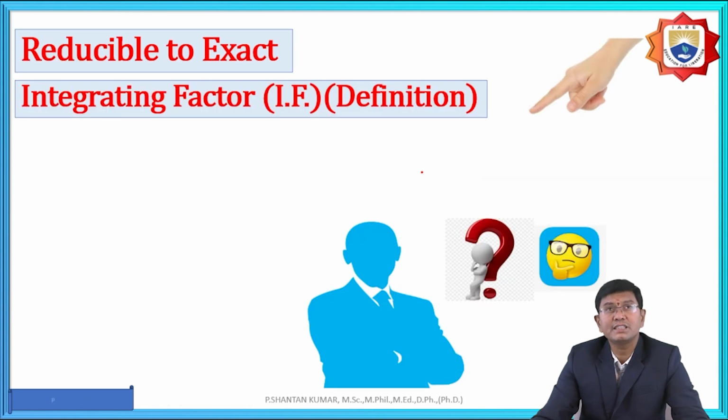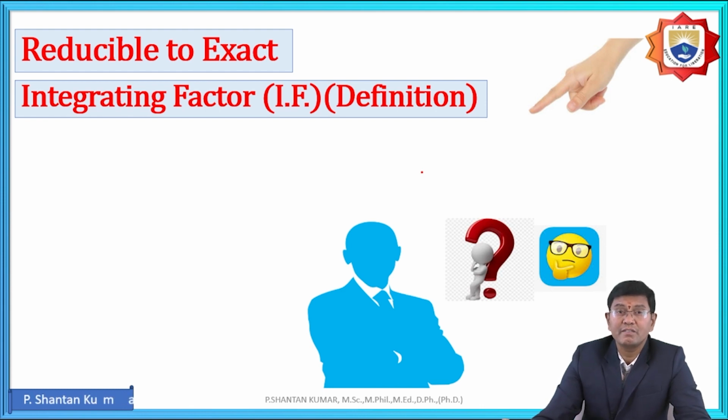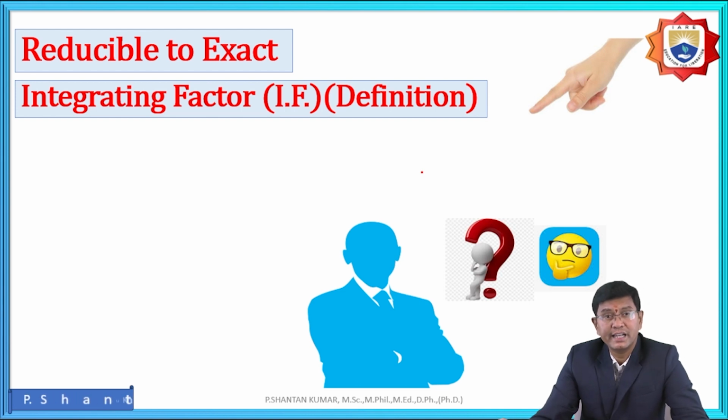Next one: if the equation is not exact, then how do we reduce it to exact? For that, we use multiplication by an integrating factor. We need to understand the definition of the integrating factor and why we are using it.